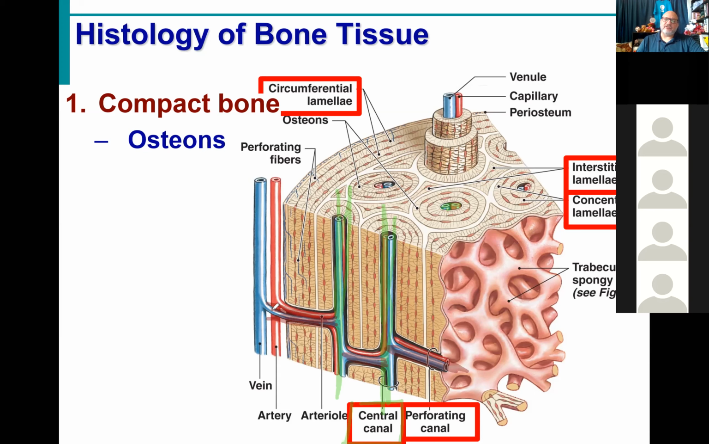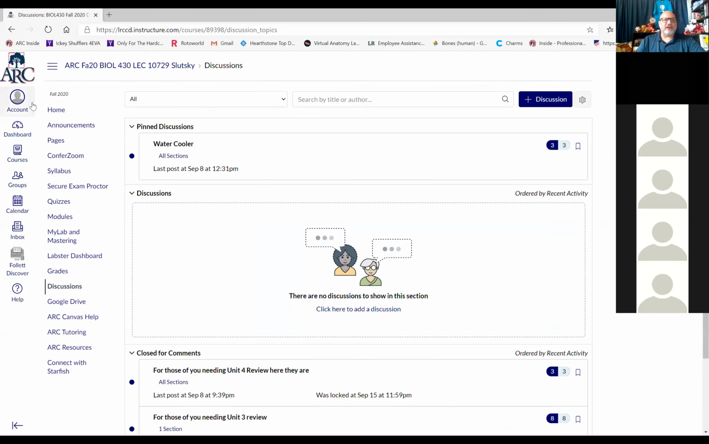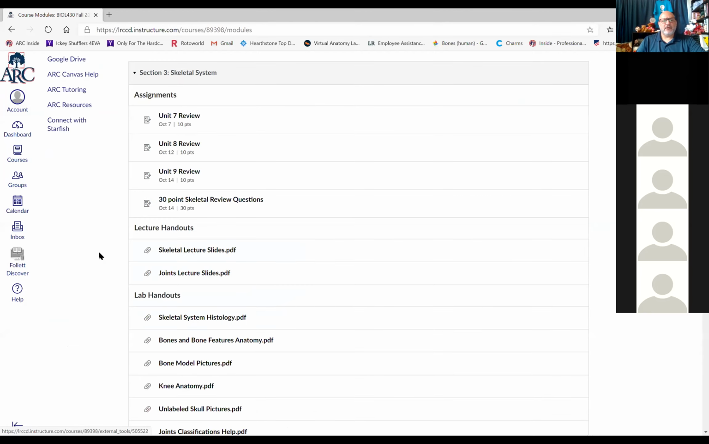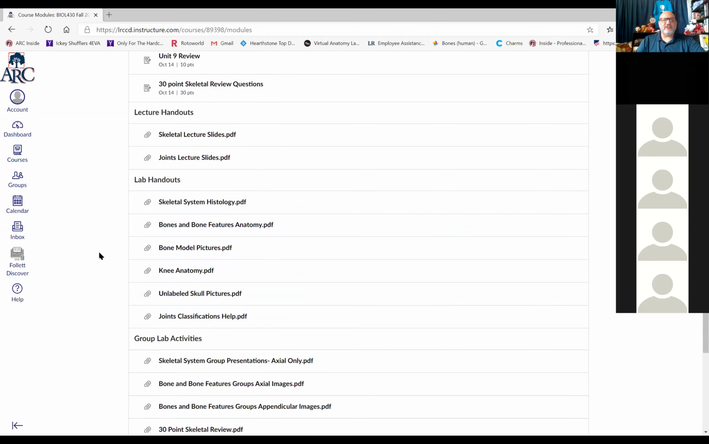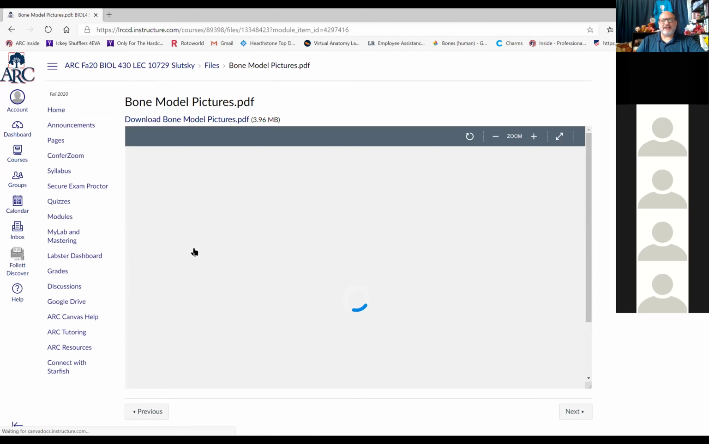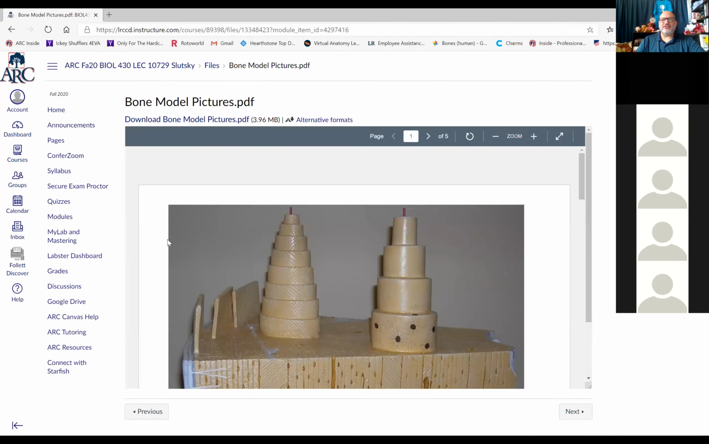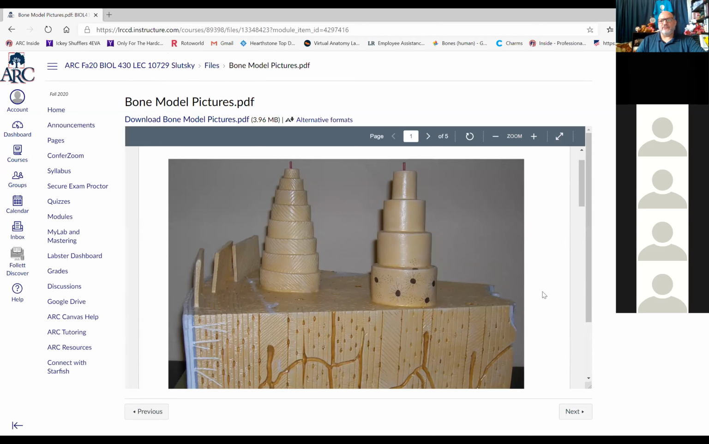Now notice here on our illustration, they've done them as perfect right angles to each other. Are they always going to be perfect right angles to each other? No, of course not. In fact, if you were so inclined, and quite frankly, you should be, you can go to our website, and in the modules for this section, you will notice that there are some bone model pictures. Again, this tends to be a very tactile section, and in this tactile section, we actually have some histology models of the bones.